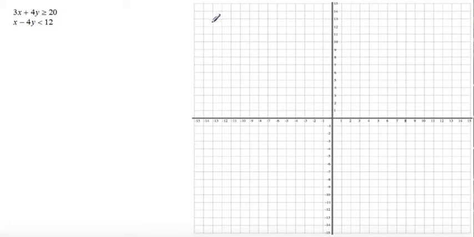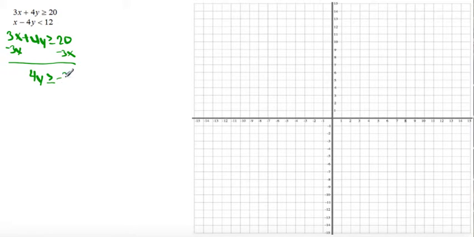Alright, example 21, solve the linear system of inequalities and give one solution and one non-solution. So first we have to get both of the inequalities in slope-intercept form. So I'm rewriting the first one. To get y by itself, I subtract 3x on both sides. So I have 4y is greater than or equal to negative 3x plus 20.